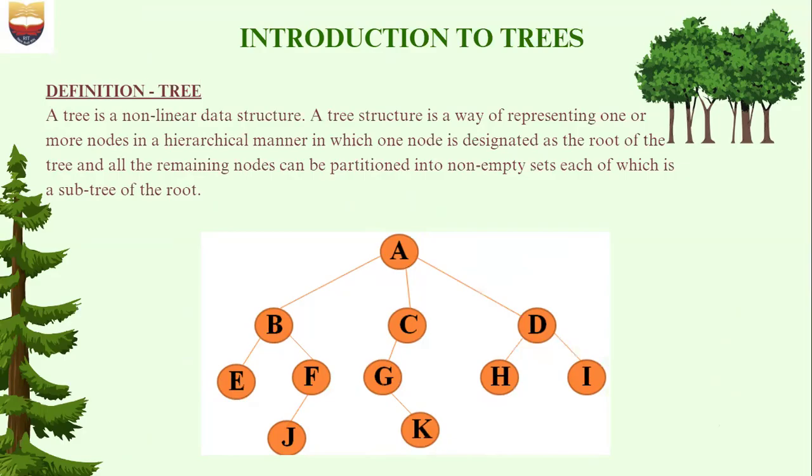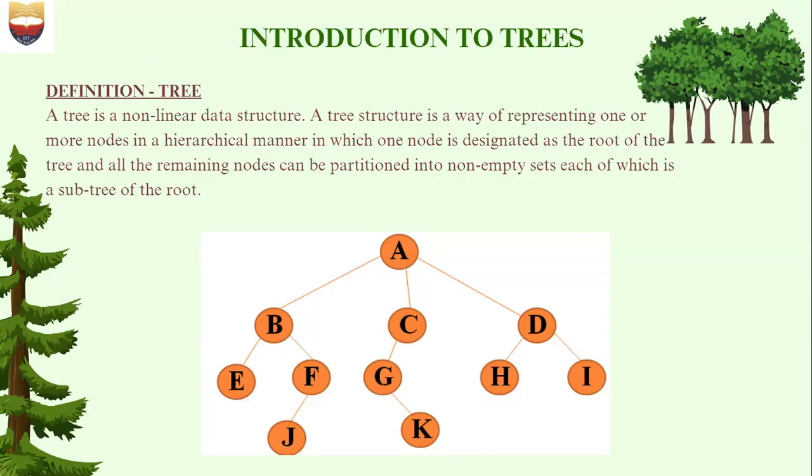A tree is a non-linear data structure. A tree structure is a way of representing one or more nodes in a hierarchical manner in which one node is designated as the root of the tree and all the remaining nodes can be partitioned into non-empty sets, each of which is a subtree of the root.